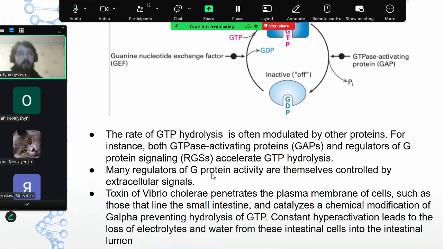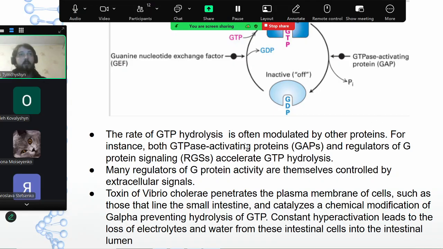So you see what happened. It is not disabling something. Instead, it removes the GTPase activity from the G protein. So now you get G proteins that are activated and never deactivated. So you cannot turn them off. And that constant hyperactivation leads to loss of electrolytes and water from these intestinal cells into the intestinal lumen. And, well, you get a pretty nasty disease. So cholera is really not good.